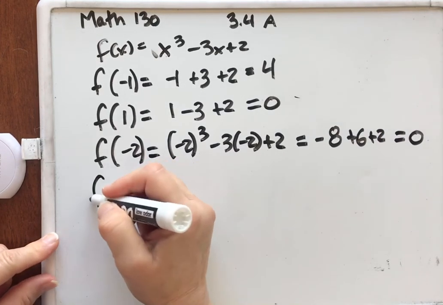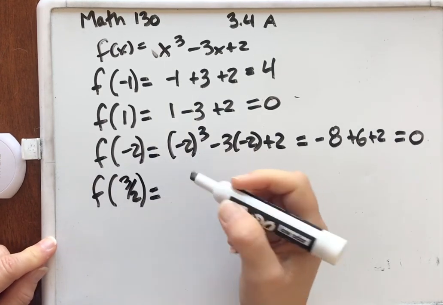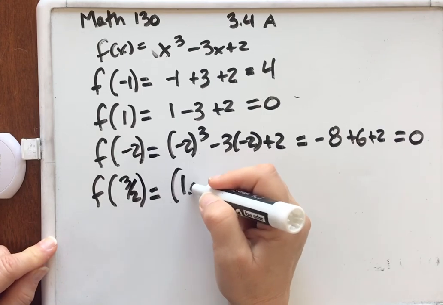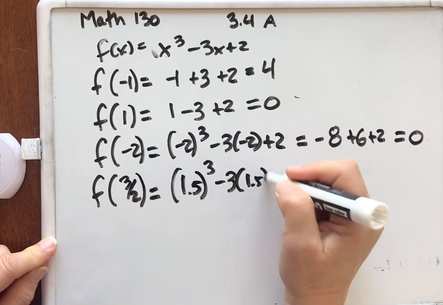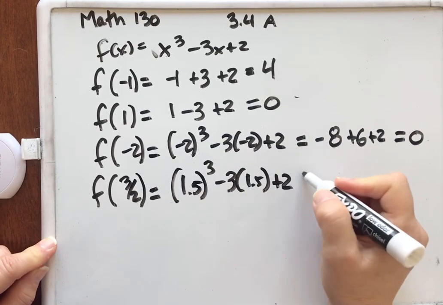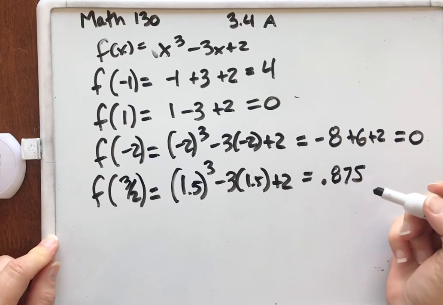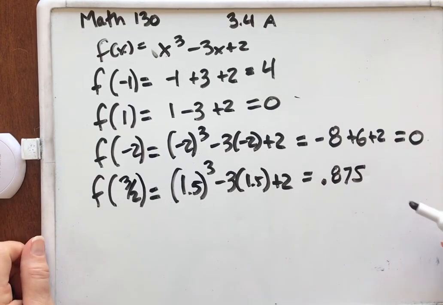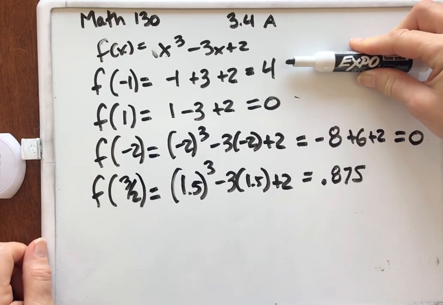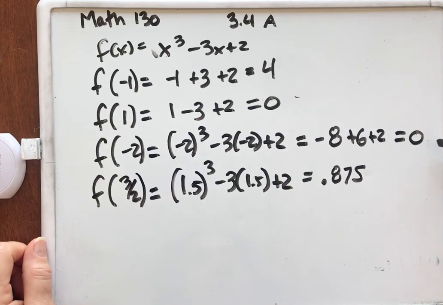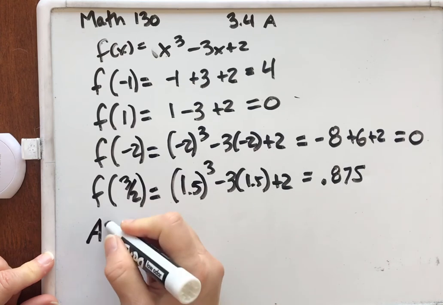And our last one, our last endpoint, which was 3/2. 3/2 is the same thing as 1.5. So we input that: 1.5 cubed minus 3 times 1.5 plus 2, and that ends up being 0.875. So we're looking for our highest output, which is 4. That's our absolute max. And our lowest output, which is 0. Okay, so let's go ahead and write our answer.